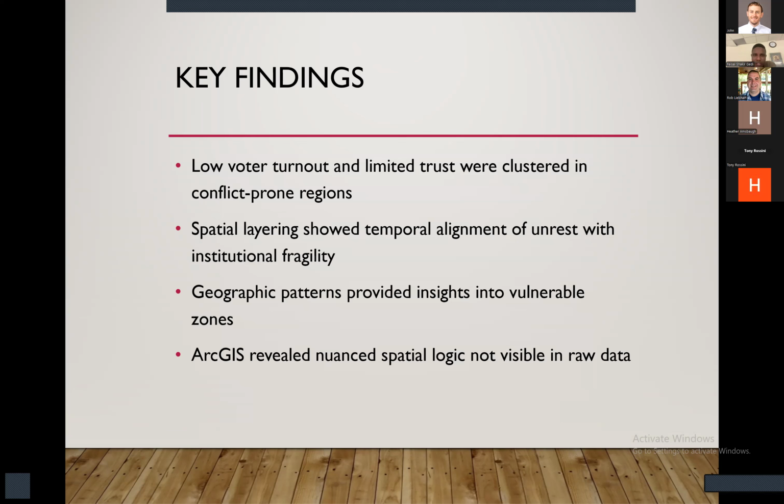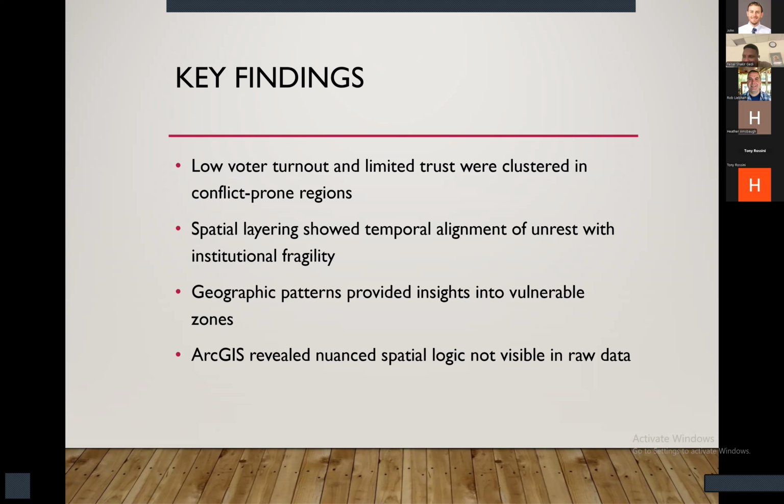So in my key findings, here I'll present the major insights derived from the spatial and statistical analysis. First, I observed that low voter turnout and limited institutional trust were geographically clustered in regions already known for political instability or ongoing conflict, such as parts of northern Burkina Faso and eastern Guinea. The spatial layering approach allowed me to identify a temporal alignment between unrest and institutional fragility.